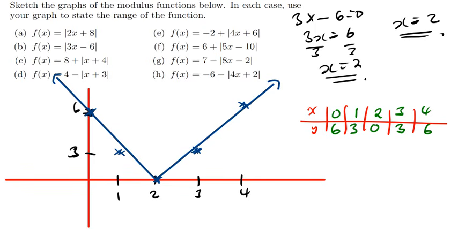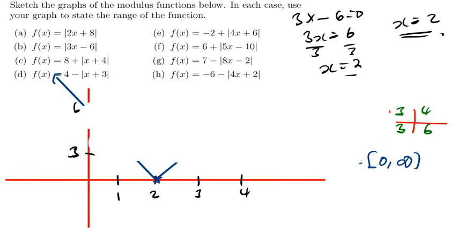So the domain is all real numbers, from negative infinity to positive infinity. The range, the lowest point is 0. Now where is it going? Positive infinity, because of 3, 6. So the range is from 0 to positive infinity. Okay. Now that is it for the second one.